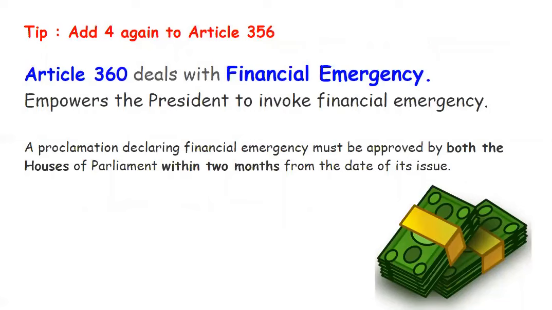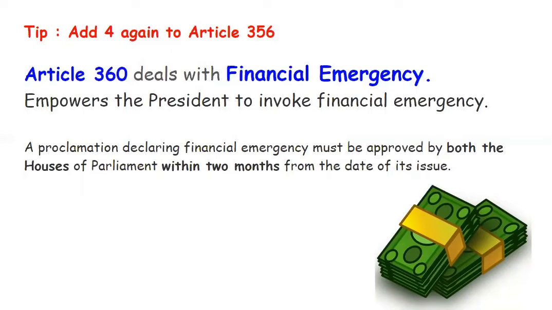So now again add 4 to 356. So we go on adding 4 to each article. So 352 national emergency, 356 state emergency, 360 deals with financial emergency. Article 360 empowers the president to invoke financial emergency, right?